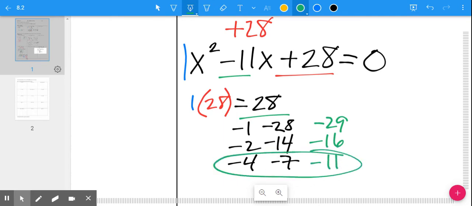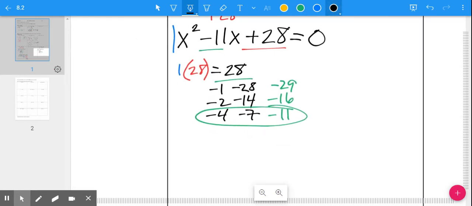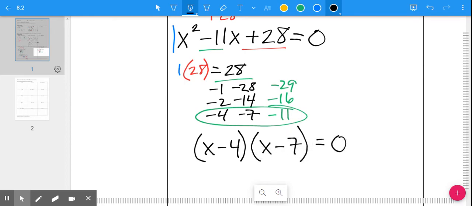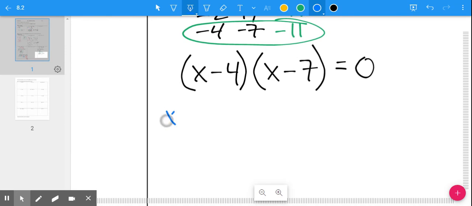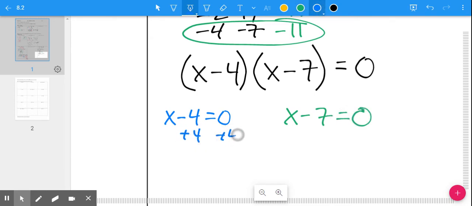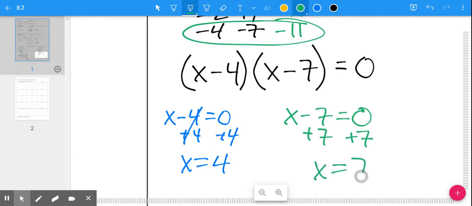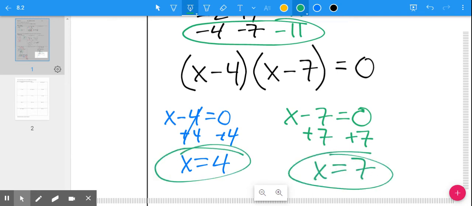There's your factors. And again, because your a value is 1, you can simply just go ahead and write your binomials and then solve it. So first binomial, set it equal to 0. Second binomial, set it equal to 0, and then solve each of them. Add 4 to both sides, x equals 4. Add 7 to both sides, and x equals 7. Those are your roots, your zeros, your x-intercepts.